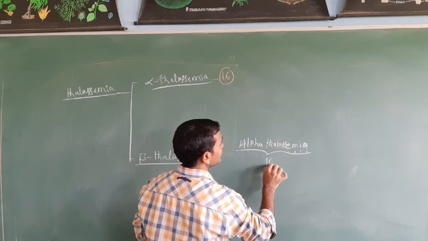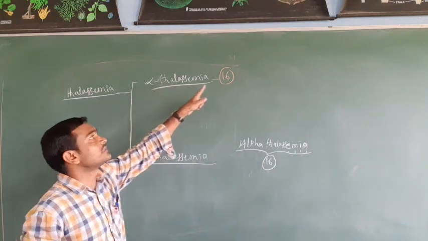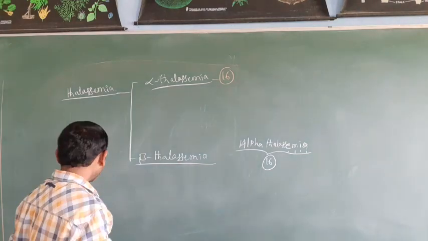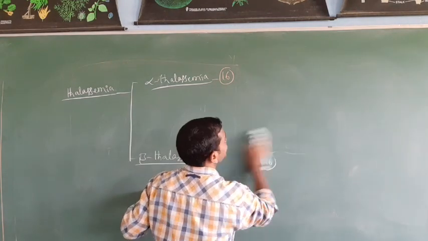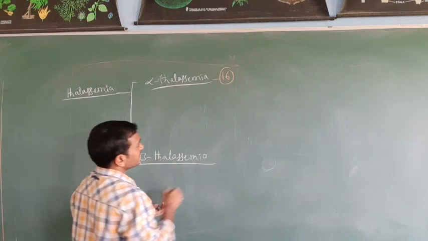In total, how many letters are there? There are 16 letters. So simply, the chromosome number 16 represents alpha thalassemia. Next you can take beta thalassemia.